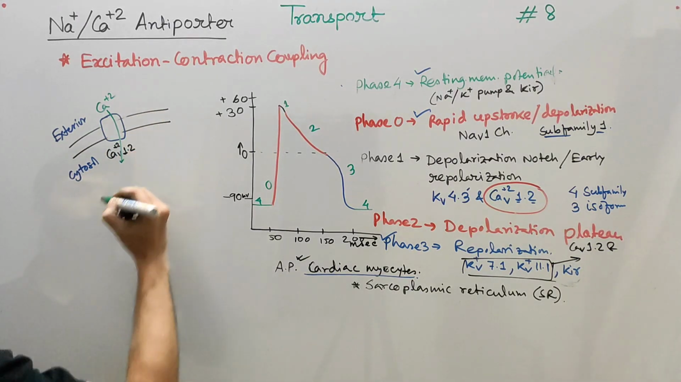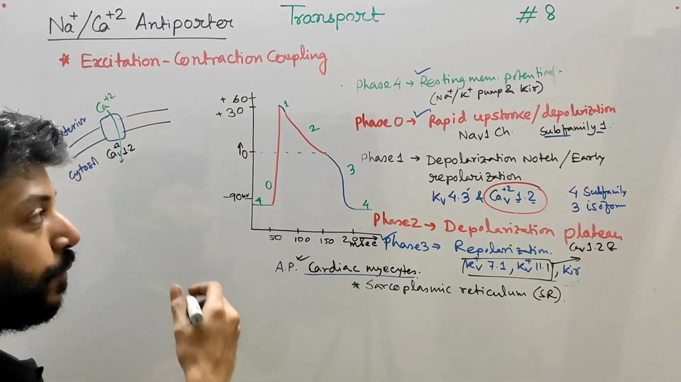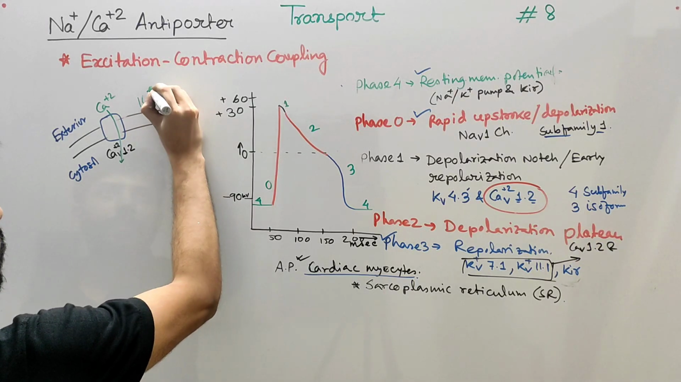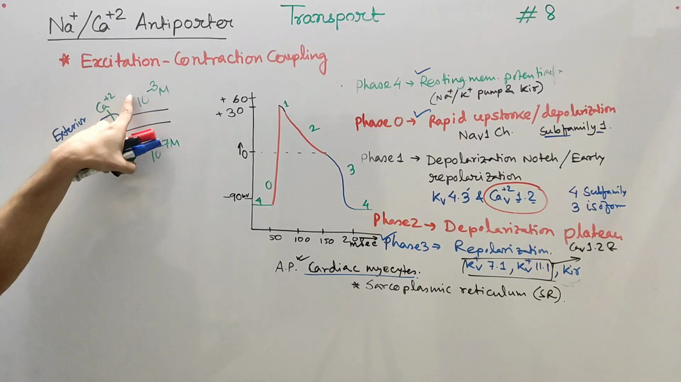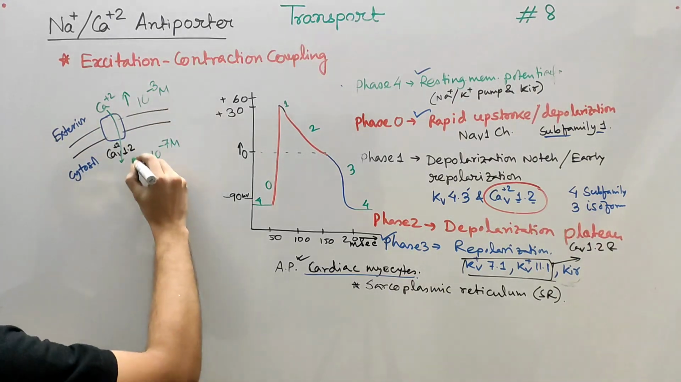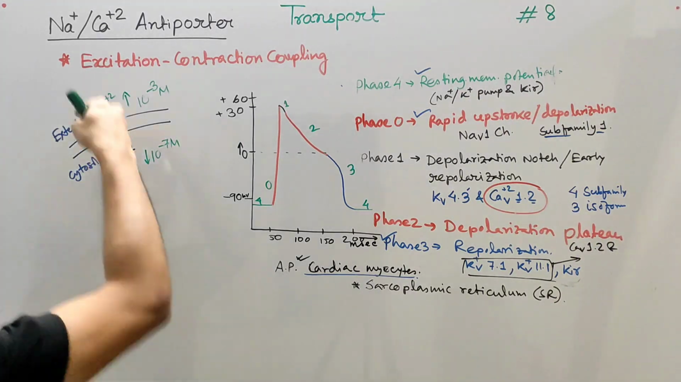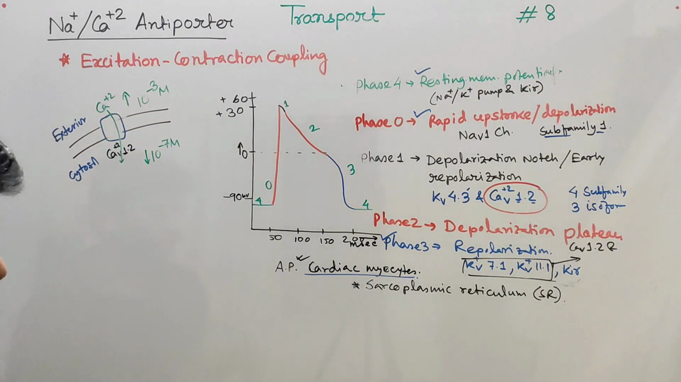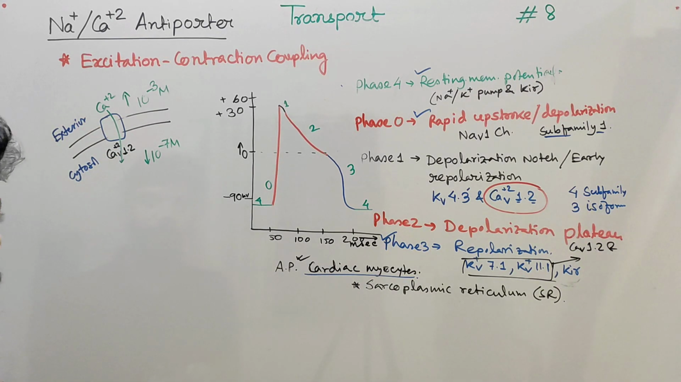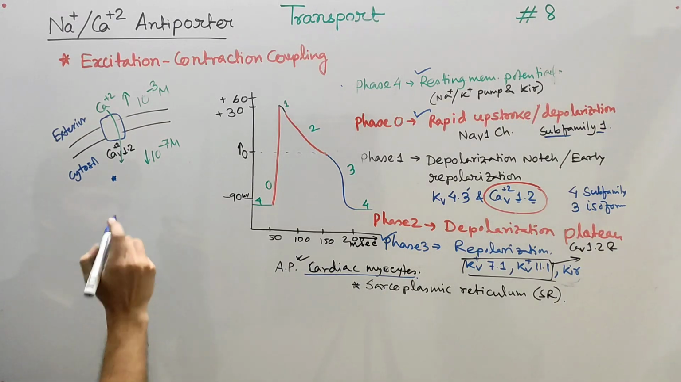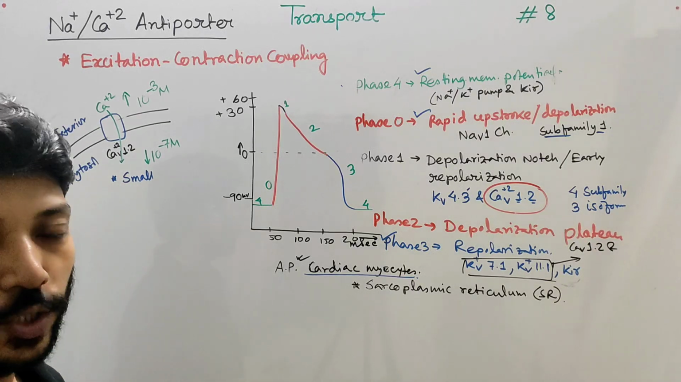Calcium moves inside. Now, as I have mentioned, in all cells the concentration of calcium outside remains high, and inside the cytosol remains low. So when calcium moves from higher concentration to lower concentration, it is following the downhill movement. So it is easy to move calcium from higher to lower concentration. This is the first step in the contraction phase. Remember that the amount of calcium that enters is small, not large.